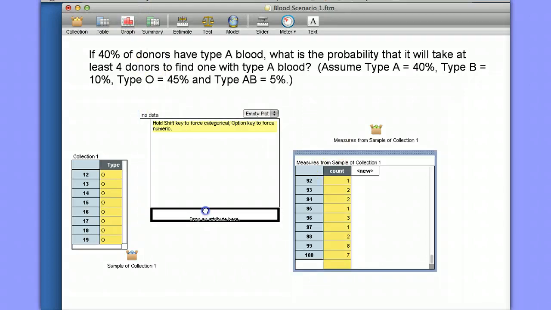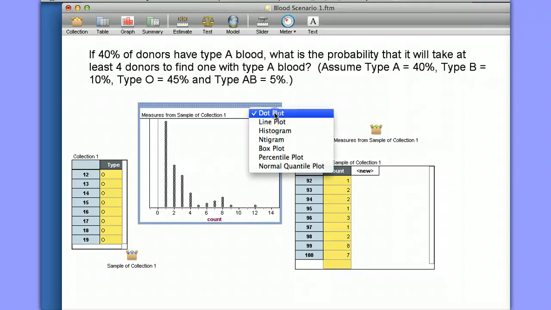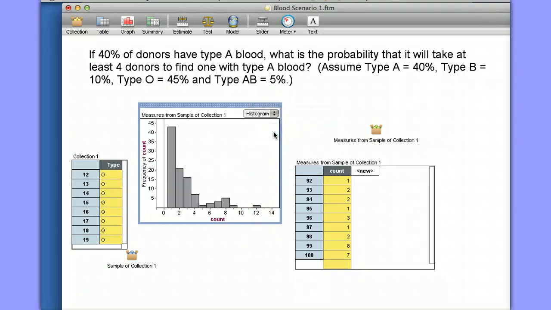So we'll take a look at our distribution of counts. In other words, on this distribution we can see there's 1 time where it took up to 12 people. We had 11 people that were not type A, and then finally on the 12th person we had a person with type A blood. Let's change this to a histogram.